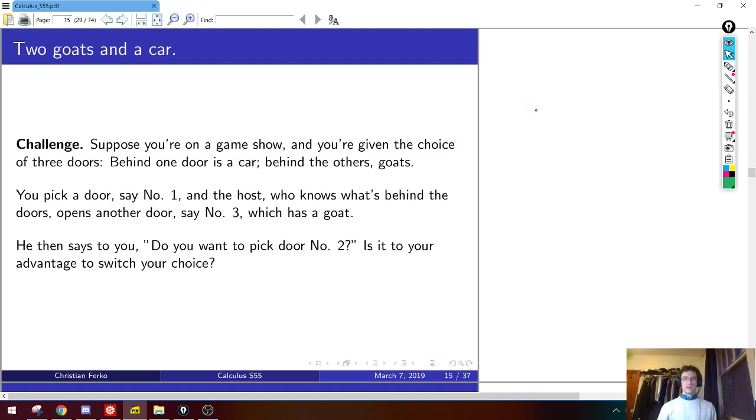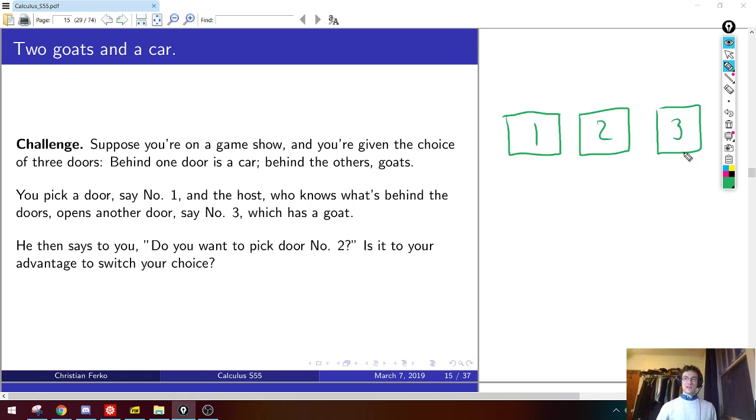Okay, so here's the setup. You're on a game show, and the game show host presents 3 doors to you, doors 1, 2, and 3. And he tells you that behind these 3 doors, in some order which you don't know, there is 1 new car and 2 goats, but you don't know which is which. And he says you can pick whichever door you like, and I'll open it and you get what's behind the door. And I'm assuming you prefer to have a car rather than a goat in this setup.